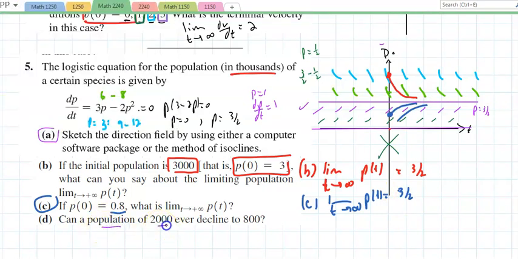So it's asking a simple question. Can the population of 2,000 ever decline to 800? Population of 2,000, let's see, where's 2,000? P of 0 equal 2, that's right there. That could decline to at most 3/2. So the answer is no, it can't.